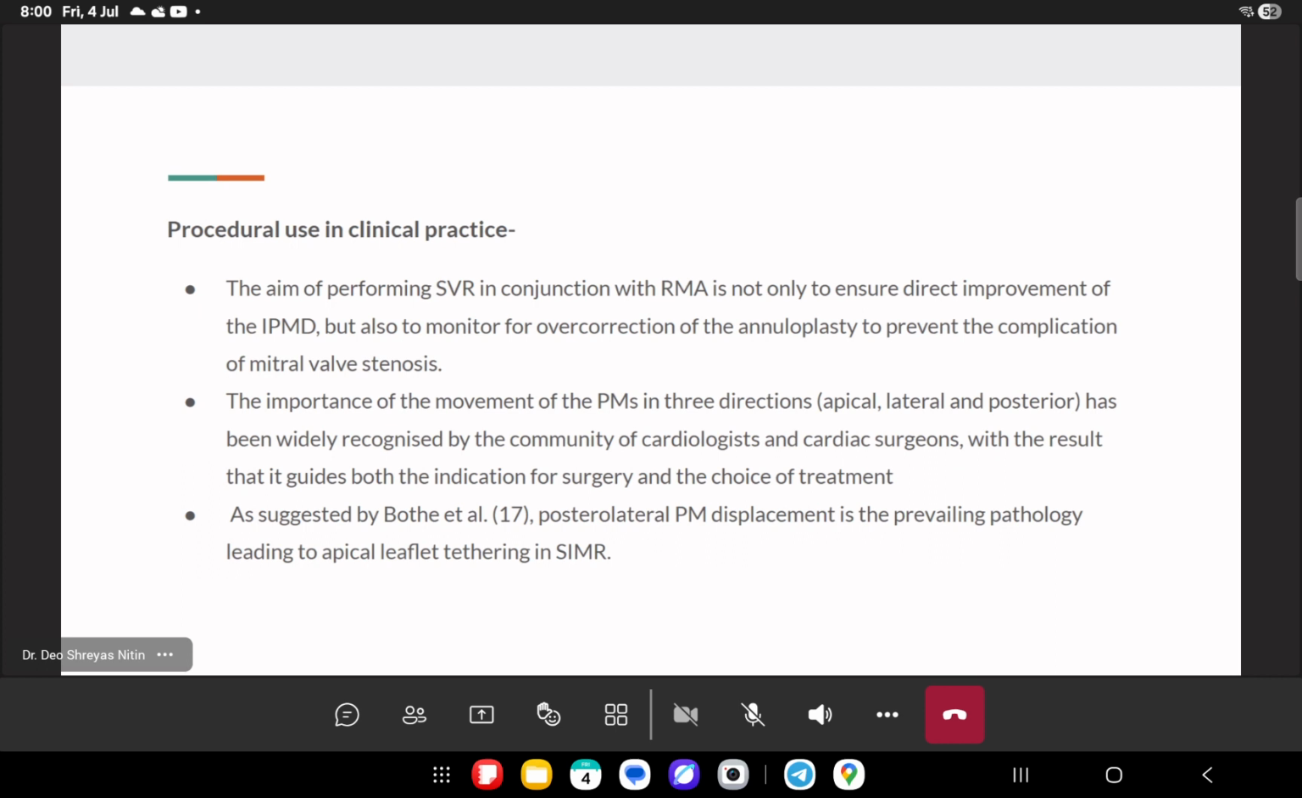The importance of movement of papillary muscles in three directions, apical, lateral, and posterior, has been widely recognized by the community of cardiologists and cardiac surgeons, with the result that it guides both the indication for surgery and the choice of treatment. As both apical and posterolateral papillary muscle displacement is the prevailing pathology leading to apical leaflet tethering in secondary ischemic mitral regurgitation.